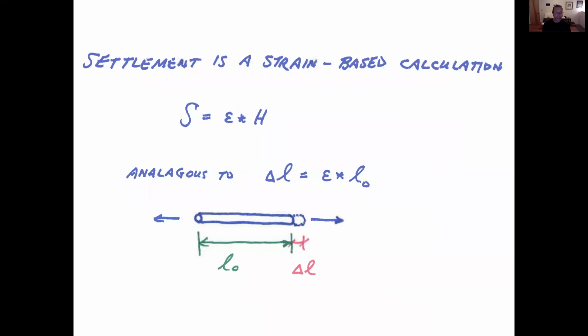Settlement is a strain-based calculation. And overall settlement, capital S, is strain times layer thickness. And this is analogous to strain being delta L over L naught for a bar being stretched. And I'm showing it here, L naught, delta L being the amount that it is stretched, and that delta L being calculated as strain times the original length. So we're trying to do that sort of calculation with soils.